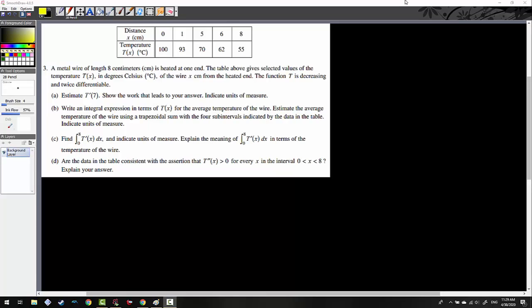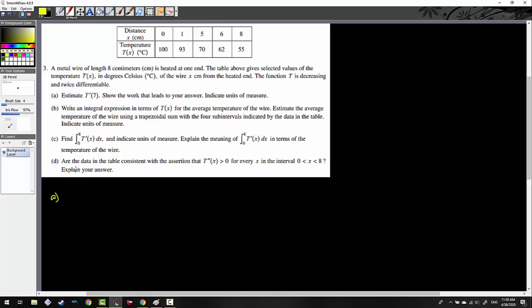In today's episode, we will be taking care of the 2005 Calculus BC question number 3 from the graphing calculator portion. This question also made a cameo appearance on the Calculus AB exam of the same year. The problem reads, a metal wire of length 8 centimeters is heated at one end. The table above gives selected values of the temperature T of x in degrees Celsius of the wire x centimeters from the heated end. The function T is decreasing and twice differentiable. So it's a typical table problem. We should be able to handle most of the questions here.